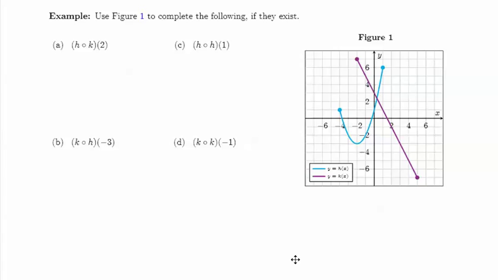In this example, we're going to evaluate various functions that are represented in graphical form. We'll see in figure 1 that the function h is shown in blue and the function k is shown in purple. For the first example, we're going to take h composed with k evaluated at 2, which will look like h of k of 2.